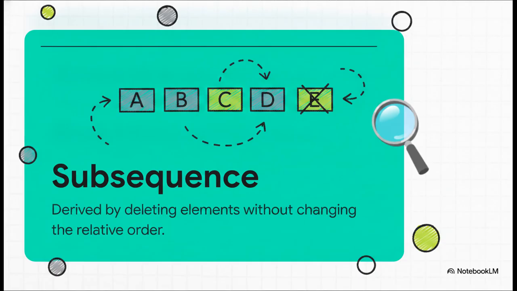For example, if you have an array of letters A, B, C, D, E, then A, C, E is a perfectly valid subsequence. We just deleted the B and the D. Even though it's not contiguous anymore, the A still comes before the C and the C still comes before the E. The relative order is completely preserved.